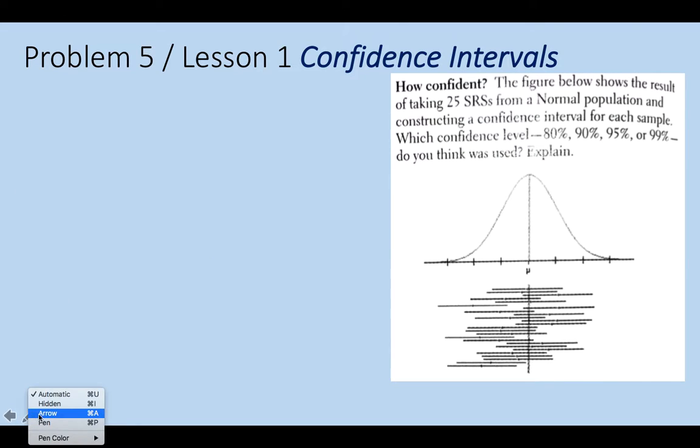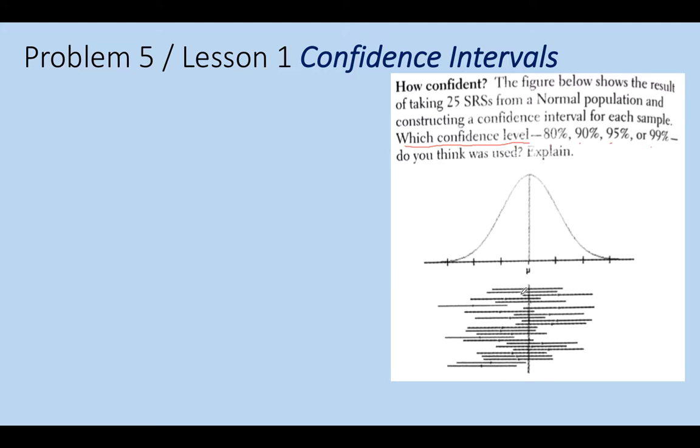All right, this is a good question. It says, how confident? Again, getting to the difference between confidence level and confidence intervals. So here we've got a whole bunch of different confidence intervals. We've taken samples, and then we've got a confidence interval for each of these samples. And here it says, which confidence level do you think was used? And we have to pick from these here. Well, remember, confidence level is the proportion of confidence intervals that capture the true mean, and here's the true mean right here.